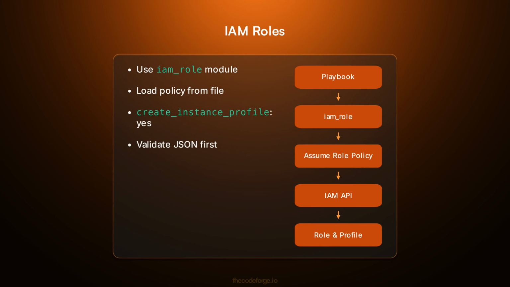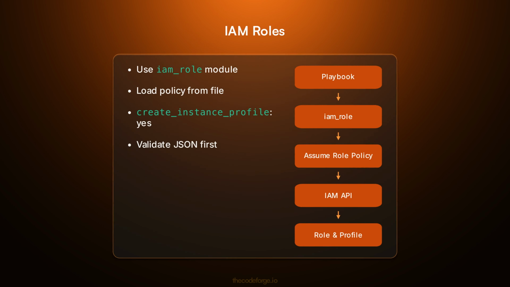The IAM Role module creates roles and attaches policies. The assume role policy document must be a valid JSON string. Use create instance profile yes to create an instance profile. Load the trust policy from a file. Attach managed policies. The module creates both the role and an instance profile.